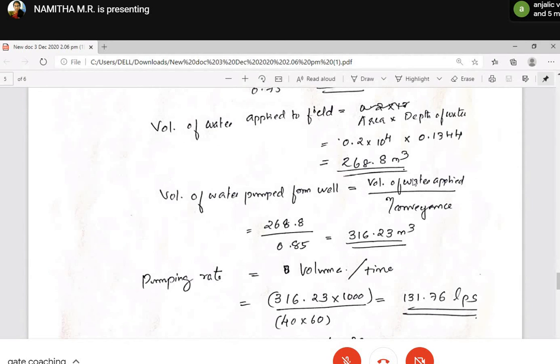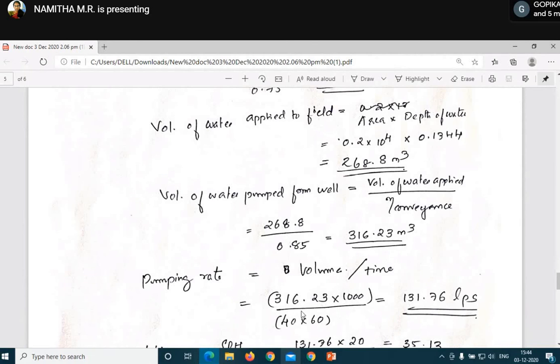For calculating the power, you need discharge, not the volume of water. Discharge means volume per time, volume by time. So volume is 316.23 meter cube. Meter cube is converted into liter by multiplying with 1000, divided by the irrigation time period, which they have given as 40 minutes. We have to give irrigation for 40 minutes, so minutes is converted into seconds by multiplying with 60. So you will get the discharge, or pumping rate, in liter per second: 131.76 liter per second.